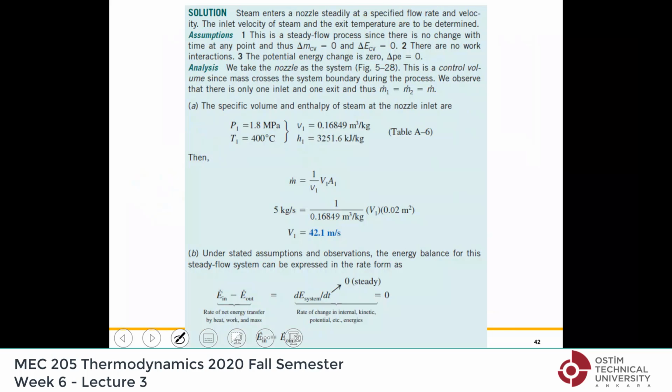So initial state, 1.8 megapascal, 400 degrees. I go to the steam table, which is the superheated vapor. This is table A6. And I read V1, specific volume, and H1 from this table. And at the inlet conditions, M is 1 over V1, velocity 1, cross-section area 1. This is given. Area is given. So velocity 1, I can just solve for it. And this is what we get, 42.1 meter per second.